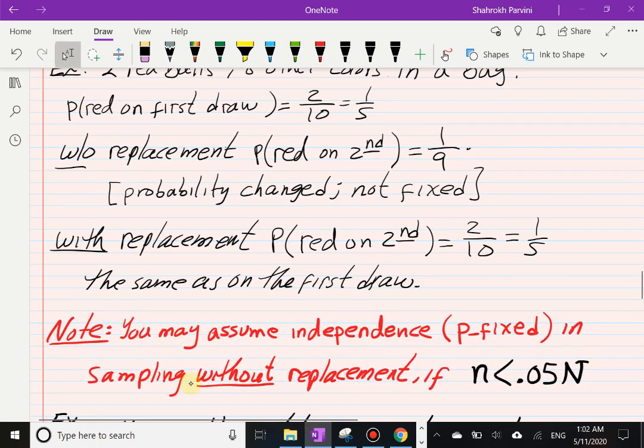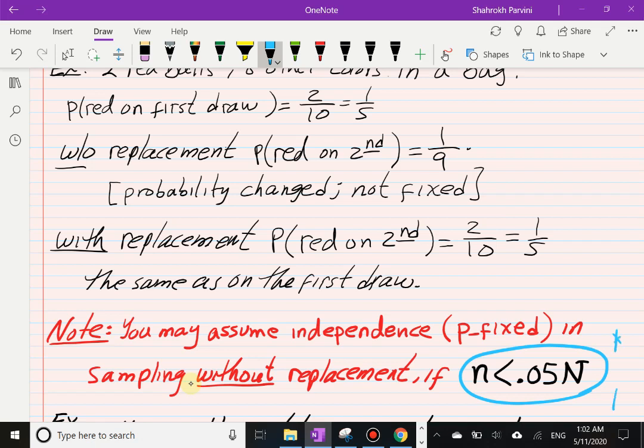Okay. Now, in practice, we don't really do sampling with replacement. All sampling is done without replacement. And we have this overarching assumption that the population is so large that when we remove a few items from it, it's really not going to change that fixed probability of selection. Now, the rule of thumb is that if the ratio of sample to population is less than 5%, you can actually assume independence.